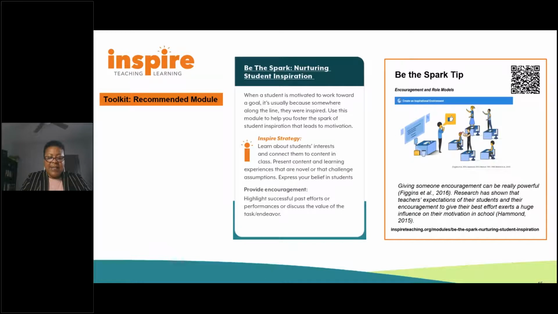Along the same lines, one example from Inspire resources shared in the student support toolkit includes the module Be the Spark, Nurturing Student Inspiration. It shares tips on how to recognize students and celebrate their interests in your classroom and school community. We want to continue to encourage, nurture, and foster students' inspiration and motivation.